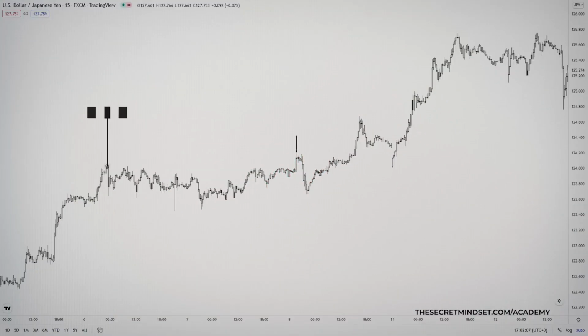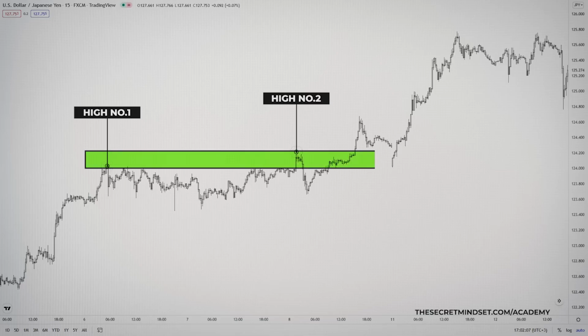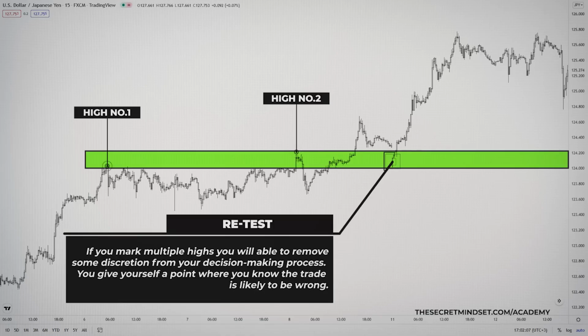In this example, you can see there are two highs which breakout traders could have used to enter long trades. In real time, you wouldn't know which one of these highs the market is going to retest. If you mark an area including both highs, then you are able to remove some discretion from your decision-making process and also give yourself a point where you know the trade is likely to be wrong.